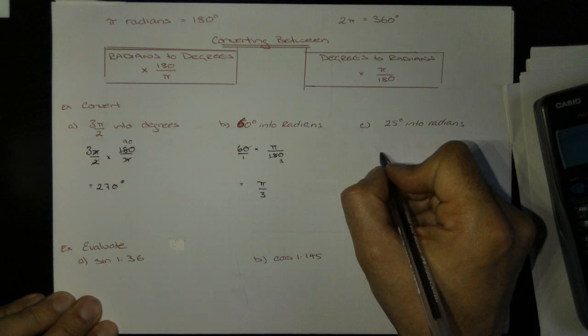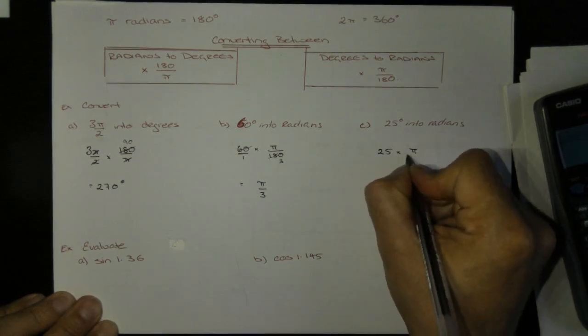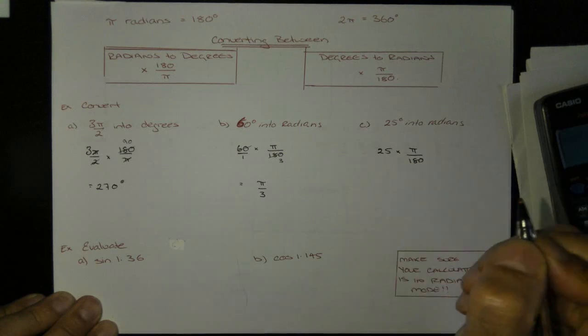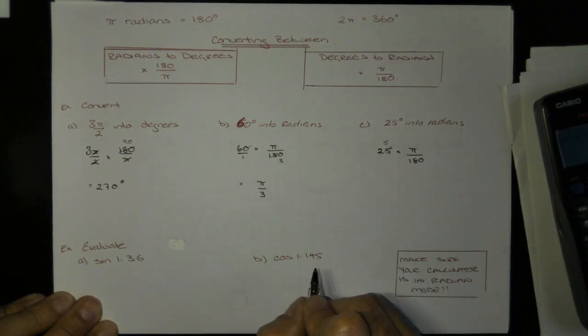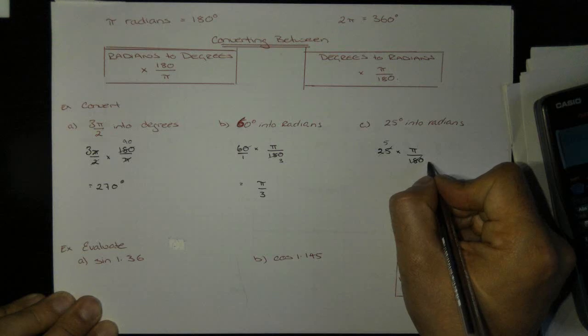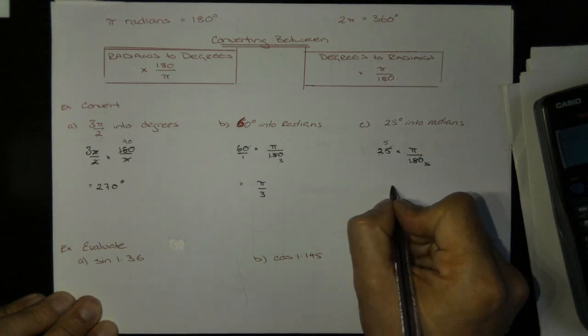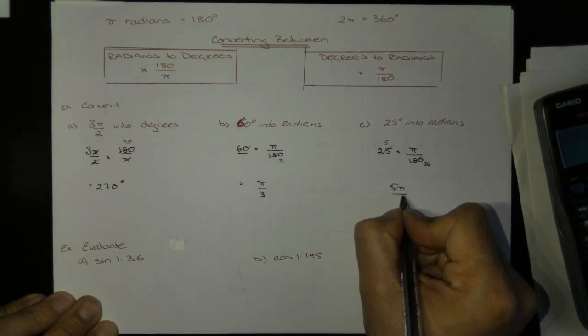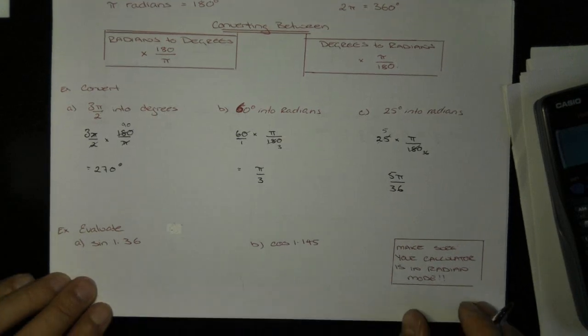If I want to try 25 degrees, I'm going to multiply that by pi over 180. Well, that's going to be 5 goes into 25 5 times, and 5 goes into 180, 36 times. So we get 5 pi over 36. Okay.